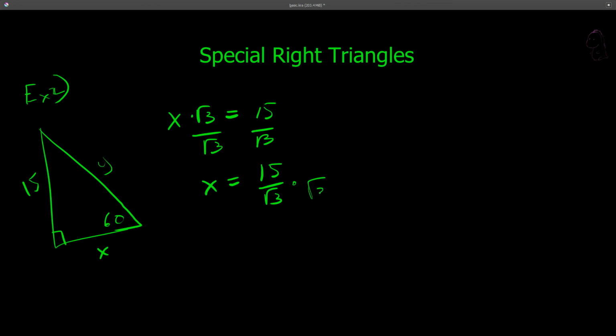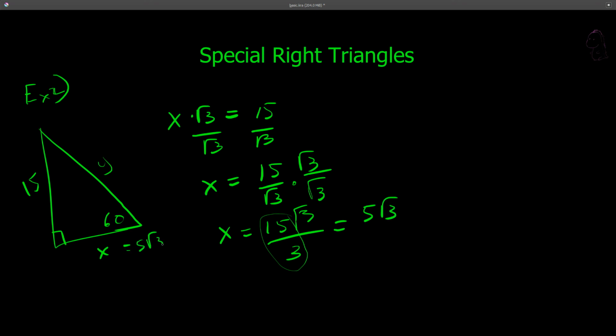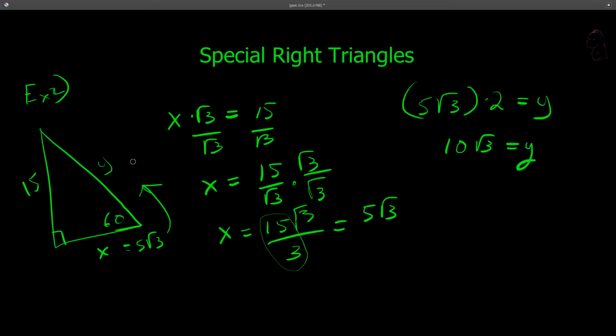And you have to rationalize that, so you multiply top and bottom by radical 3. That gives x is equal to 15 radical 3 over 3. And then you simplify that. X comes out to be 5 radical 3. Now if you have x, the short side, how do you get the hypotenuse? Well, short side times 2 gives you the hypotenuse. So I have 5 radical 3 times 2 equals y. That gives you 10 radical 3 equals y.